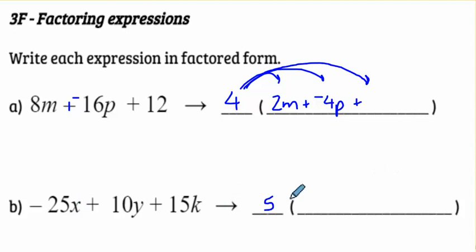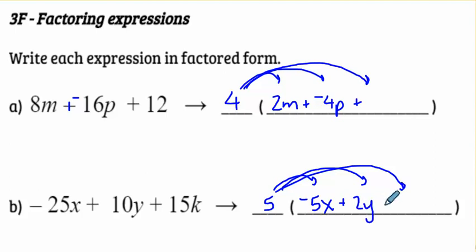So if you take a 5 out, and we don't have to leave change opposite, then we're just asking ourselves again, what do we need to multiply that 5 by to get negative 25x? Well, that would be a negative 5x. And what do we need to multiply the 5 by to get 10y? That would be 2y. And in order to get 15k, it would be 3k.